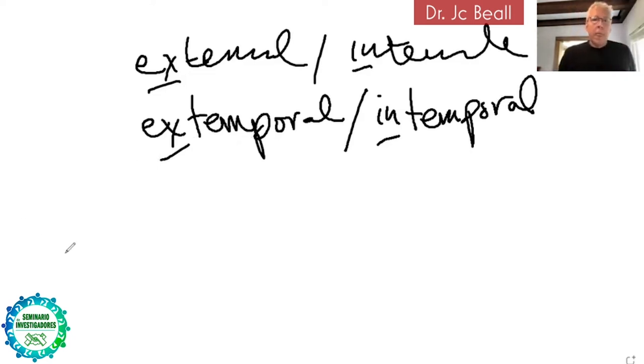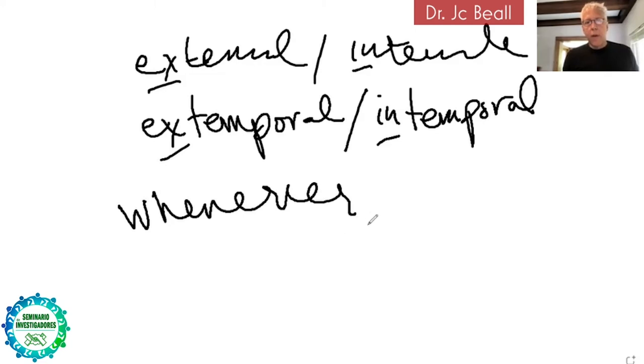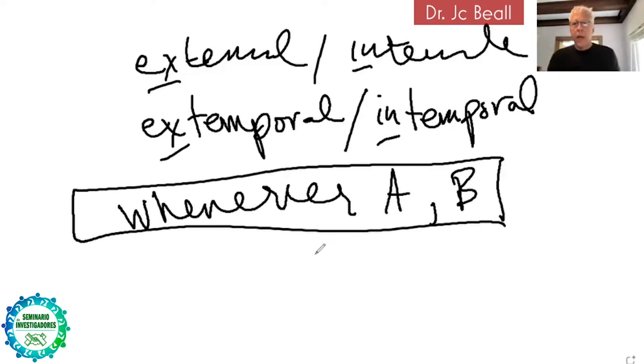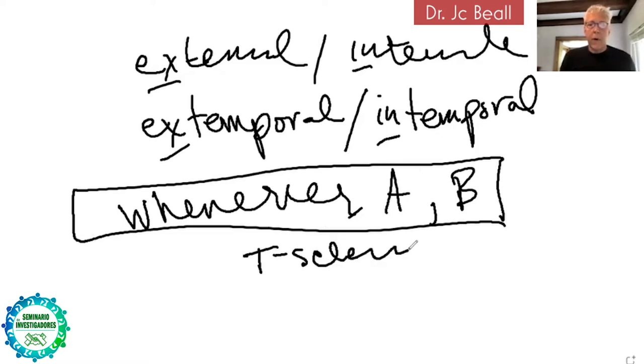Okay. Now, in the last 2 minutes, what we say is that whenever A, B, that is a binary connective that satisfies the T schema, because after all, whenever A is true, A, and whenever A is true, so you're going to get the arrow for the whenever going back and forth. We use that in the paper, so that would be the biconditional.